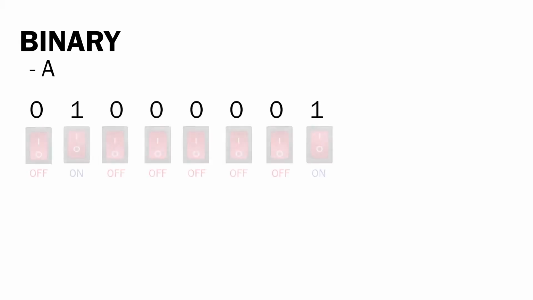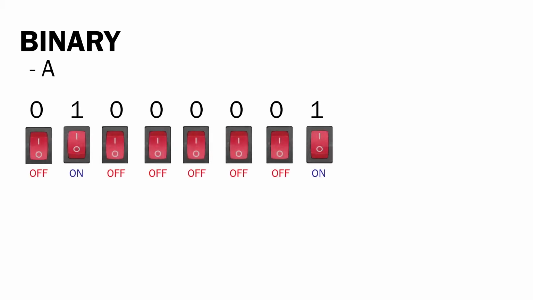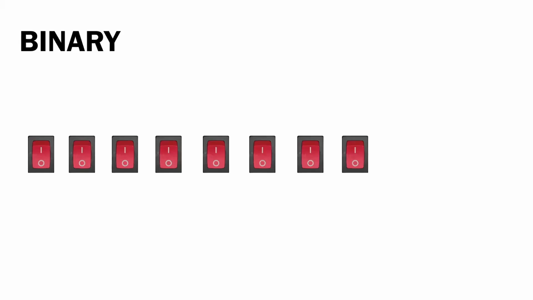Every time you press letter A on your keyboard, 2 of the 8 switches will turn on. This one and this one. And the switches represent a number as large as 8 bits by turning all of them to on. And with binary, these switches can represent a number as high as 255. Because again, in binary, each digit represents an increasing power of 2.